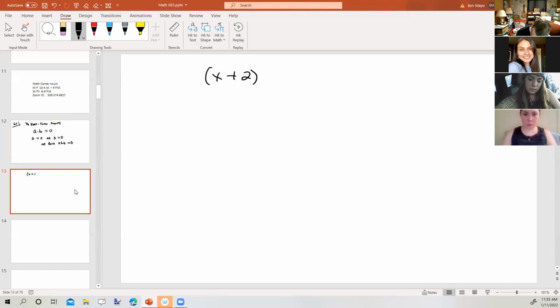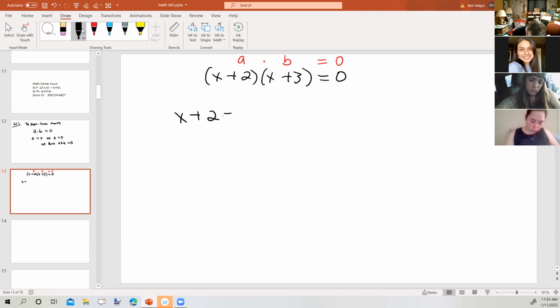(x + 2)(x + 3) = 0. So on the left side of the equation, we have what was a trinomial that has been factored completely. But if it's set equal to 0, now it's in that form, A times B equals 0. So that means that either x + 2 = 0 or x + 3 = 0, or both of them are equal to 0. What we've done is we've taken a second degree equation and we've broken it down into two first degree equations. And we already know how to solve first degree equations.